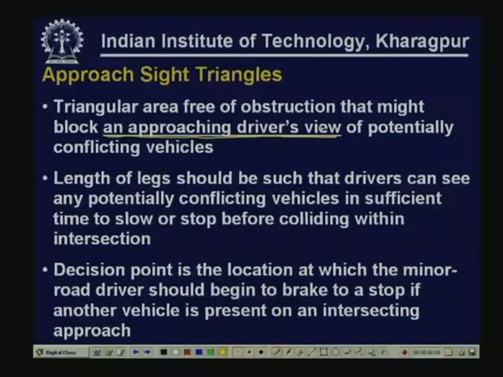Another crucial point we must understand in this context is the concept of decision point. So, decision point is the location at which the minor road driver should begin to brake to a stop if another vehicle is present on an intersecting approach. That means, it is the point from which the vehicle, if it finds another conflicting vehicle, should be able to stop at a safe distance without colliding with another vehicle within the intersection area.